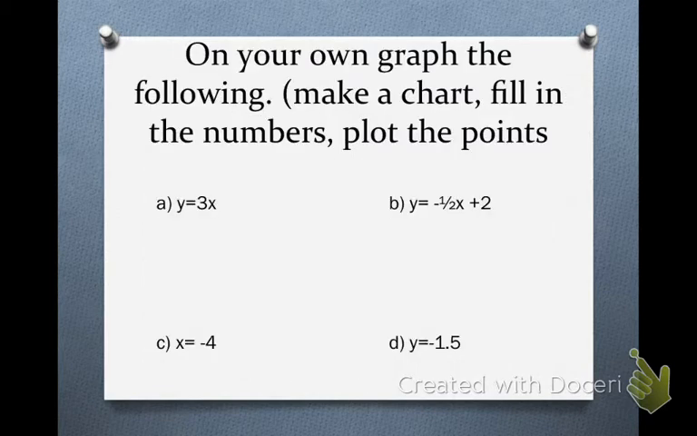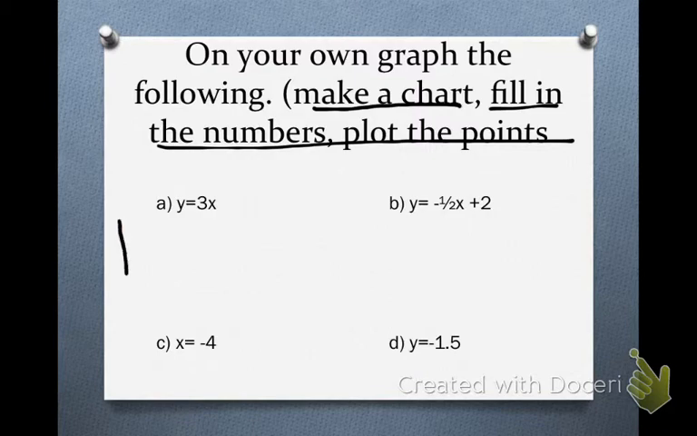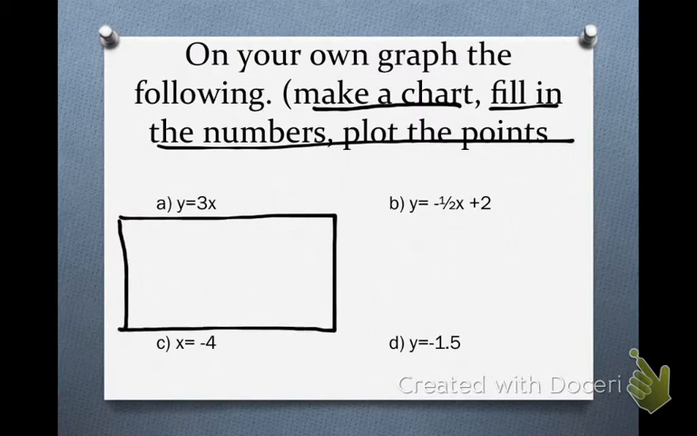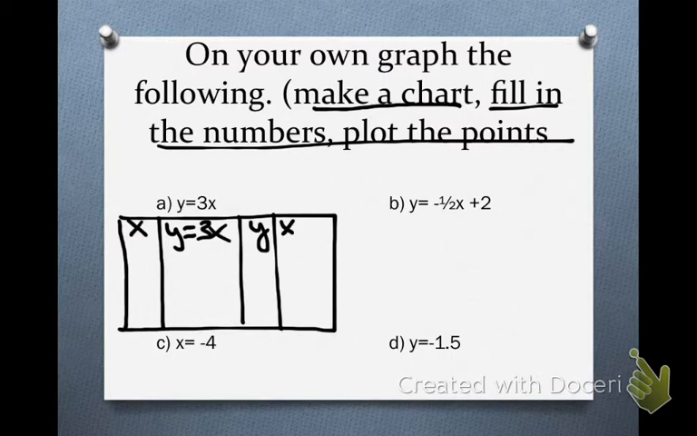Now I'm going to have you do some problems on your own. So remember the steps. If you can't remember the steps, go back and look at your notes. So the first thing is to make your chart. You want to fill in all the numbers and plot the points. So I'm going to start the first one for you. I've labeled them A, B, C, and D. So the first thing, we make our chart. It's not a graph yet. In the first column, we're going to write x. Second column, we put in our equation. Third column, we put in the y. And in the last column, we write them as x and y coordinates.